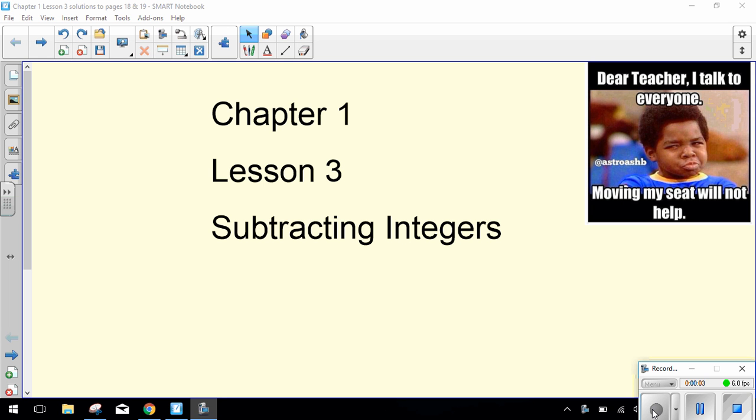Hello, 7th graders. Today we're looking at Chapter 1, Lesson 3, Subtracting Integers. These will be the solutions to pages 18 and 19 in your textbook.